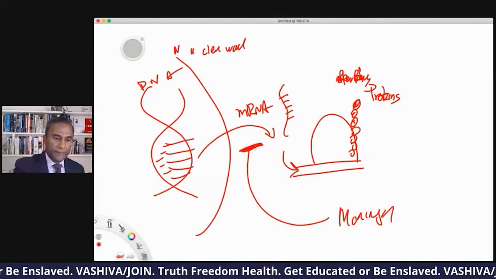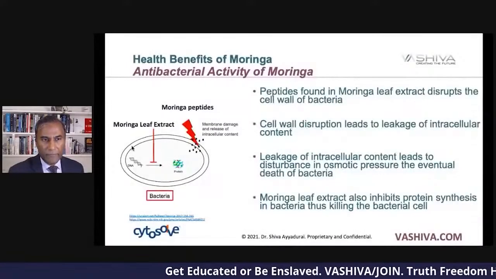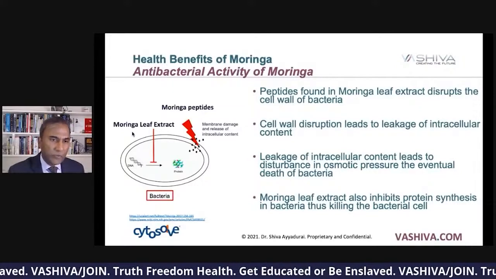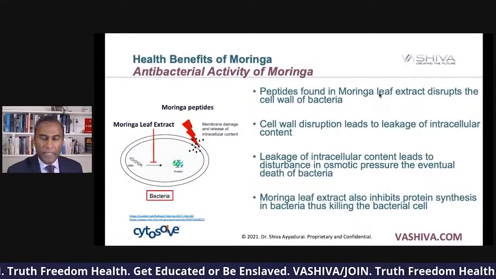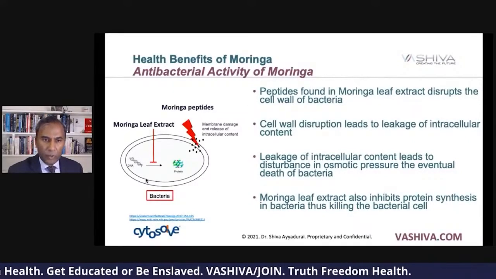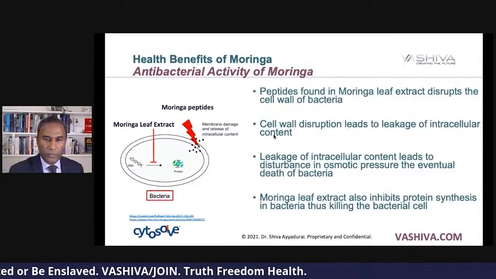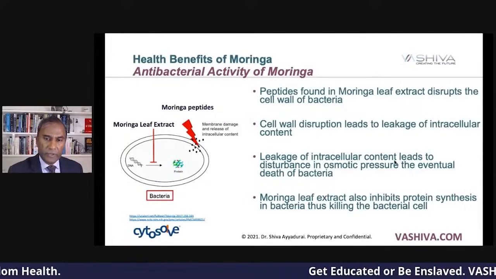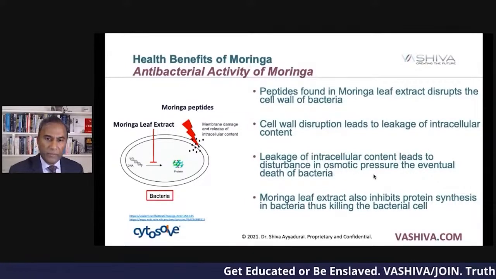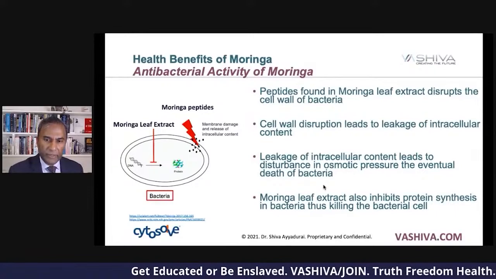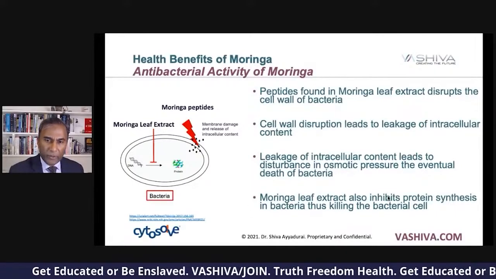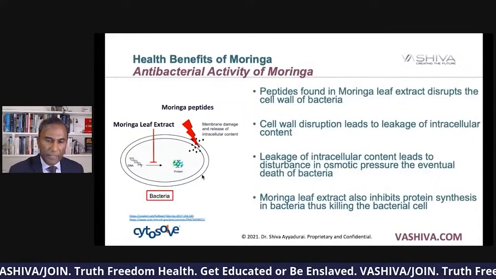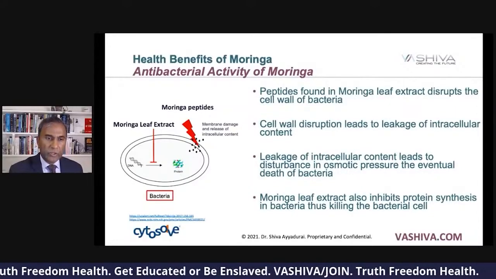And that's what you're seeing here. So what you'll see here is the Moringa leaf extract blocks the DNA from creating proteins. This is essential for the cell to even survive. So the peptides found in the Moringa leaf disrupt the cell wall of the membrane. The cell wall disruption leads to intercellular content starting to flow out. The leakage of the intercellular content leads to disturbance in the osmotic pressure, the eventual death of the bacteria. But more importantly, the Moringa leaf extract also inhibits protein synthesis in bacteria, thus killing the bacterial cell. Okay, so there's a two-part effect.